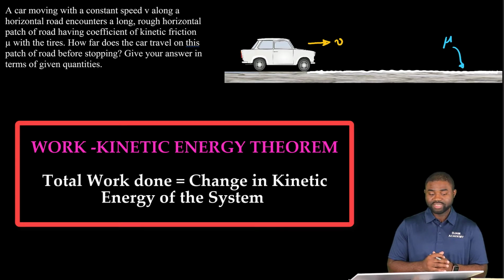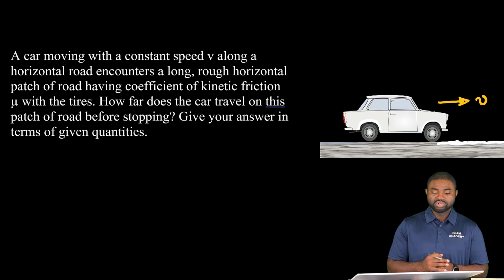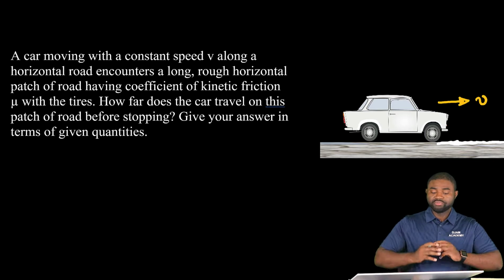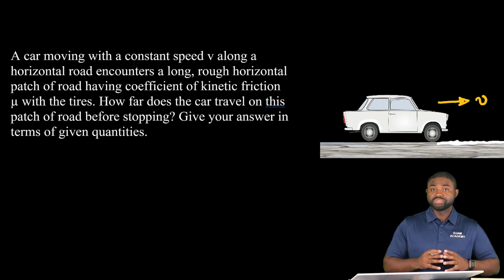Now, a car is moving with a constant speed v along a horizontal road, encounters a long, rough, horizontal patch of road with a coefficient of kinetic friction mu between the tires and the road. How far does the car travel on this patch of road before stopping? Now, we're going to use the Work Kinetic Energy Theorem in analyzing this problem.